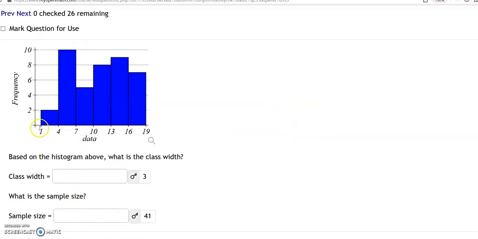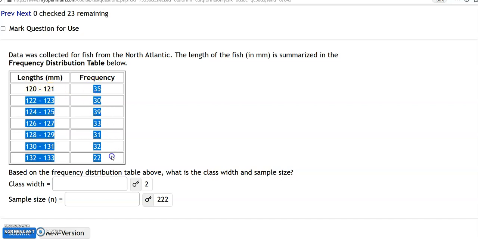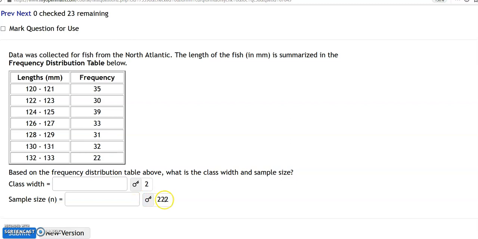Okay, the class width here is the actual difference between these two numbers, 1 and 4. So the class width is 3, okay? And if you add all these up, you get 41. Add up the frequencies, you would get 41. So 2 plus 10 plus 7 plus 8 plus 9 plus 7 is 41. Again, each class has 2 numbers, so the class width is 2, and if you total all the frequencies up, you'll get the sample size, which is small n, 222.